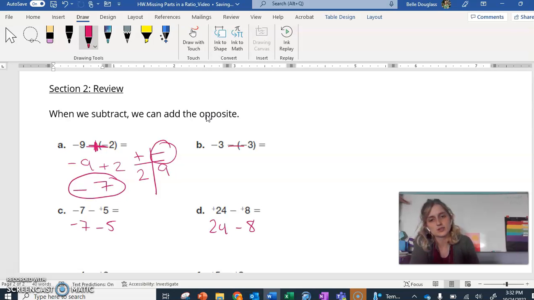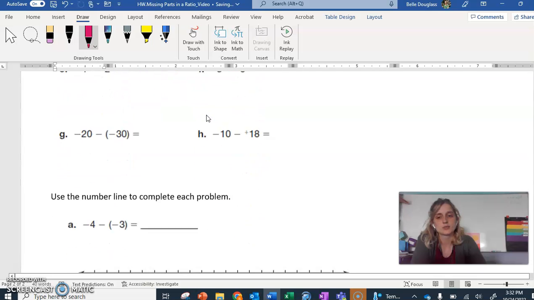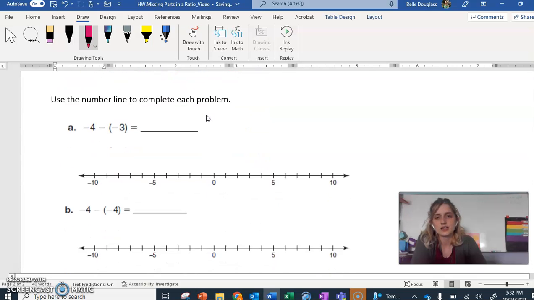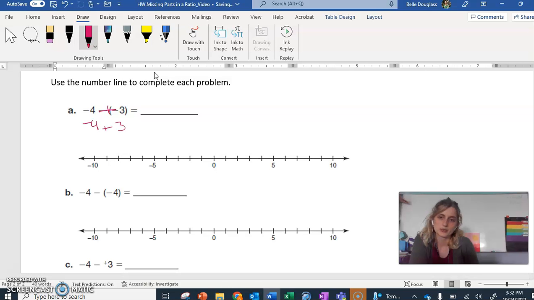Remember that 2 negatives are going to combine to make a positive, but that doesn't mean that this part is positive. That part would stay negative. So you can go ahead and subtract those. Last but not least, when you're modeling them on a number line, what I would do is I would rewrite this as -4. That becomes a plus 3.